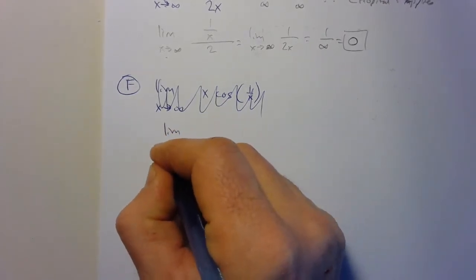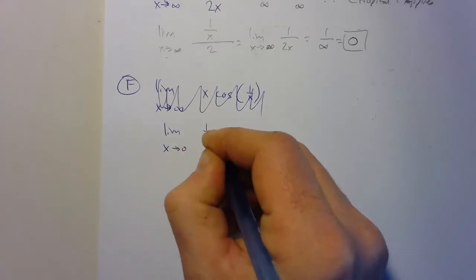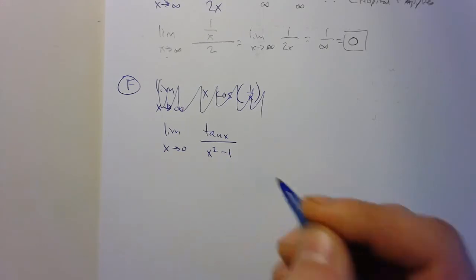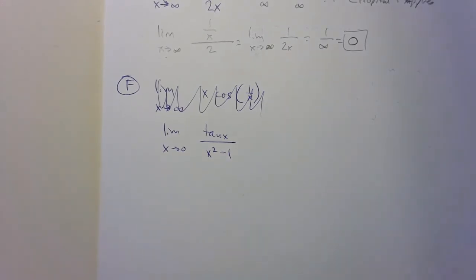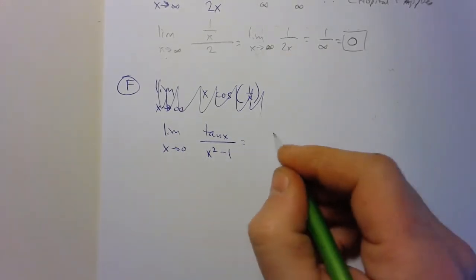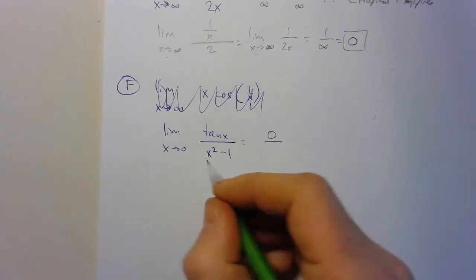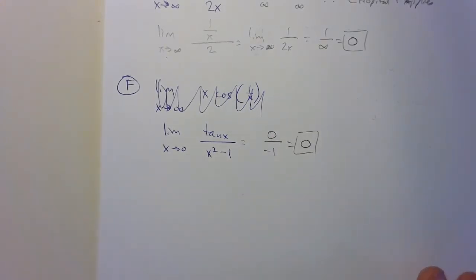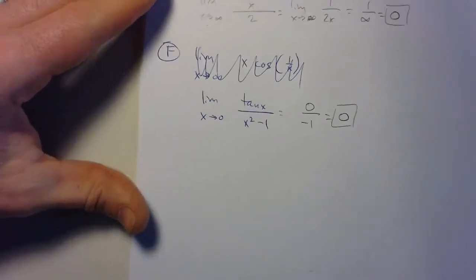The limit as x approaches 0 of tangent of x over x squared minus 1. Tangent of 0 is 0 over negative 1. Answer 0. No need to do any L'Hopital's there. So remember, don't do L'Hopital's unless you have to do L'Hopital's.